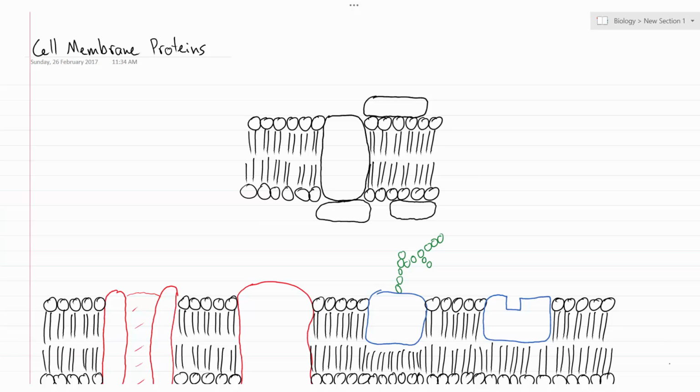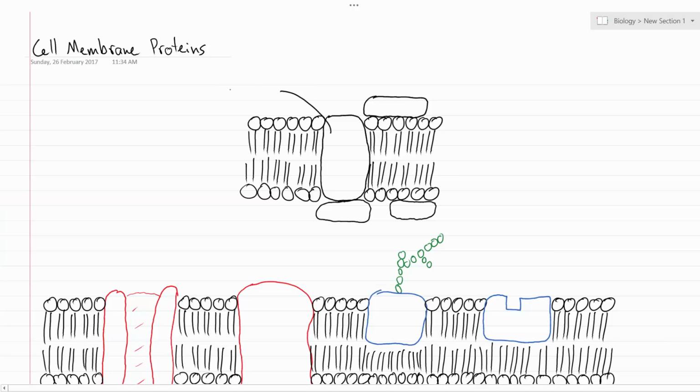One of the biggest features of the cell membrane, apart from phospholipids, is proteins. And proteins exist within the cell membrane in a number of different forms, and they perform a number of different roles that are really important to the cell. So firstly, we've got two main types of proteins inside of the cell membrane.